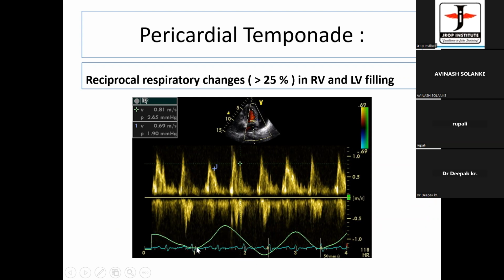This is expiration and this is inspiration, right? With inspiration, the flow in RV and LV will change. Normally what happens when we inspire, the RV flow will increase, but LV flow will reduce. Here, this variation should be more than 25%. In each of these cycles, whether we are looking at RV or LV, this is a picture of LV filling. Look at the maximum flow velocities over here and the minimum flow velocities over here.